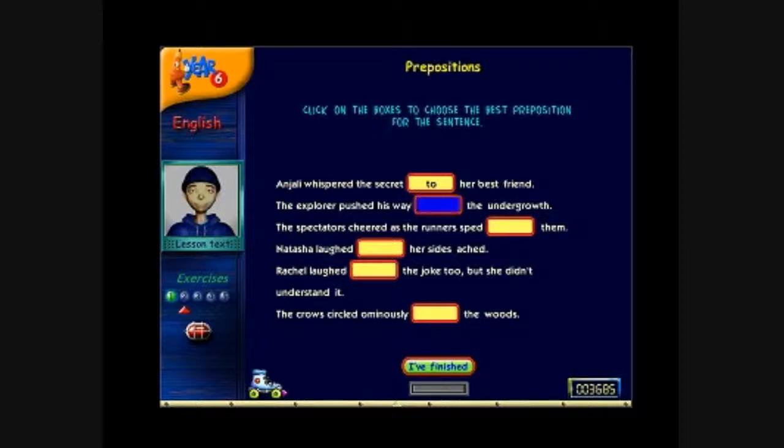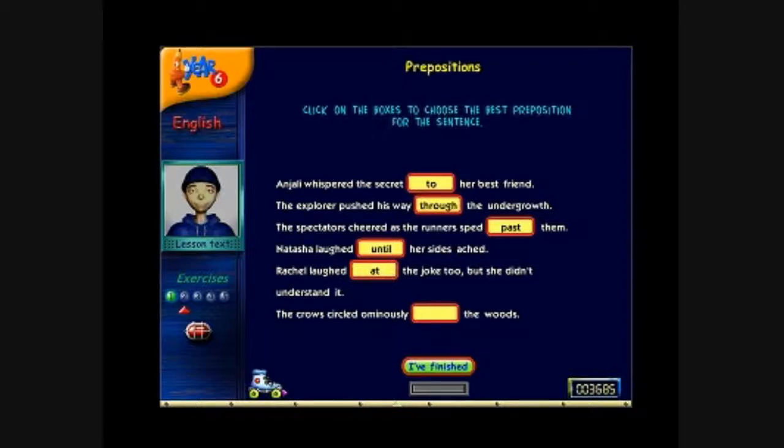Or past. Past the undergrowth or into? Is there an into? Past the undergrowth. The spectators cheered as the runners sped through them. Past them. This one's past. Sped past them. Pushed his way through the undergrowth, right? Is there a through? There we go. Natasha laughed until her sides ached. She could laugh while her sides ached. Rachel laughed at the joke too, but she didn't understand it.